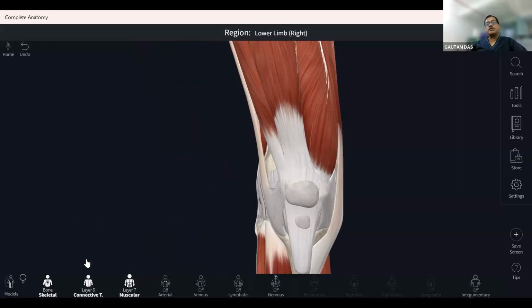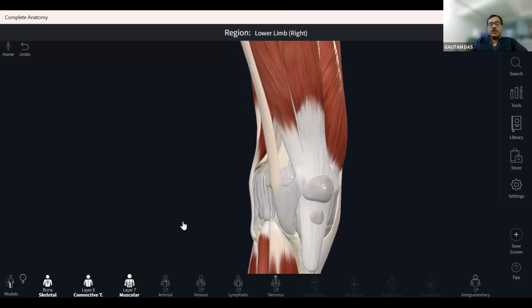So first we'll start with the anterior knee. For the anterior knee, we normally divide it into above the patella, the suprapatellar area, and below the patella, the infrapatellar area. In the suprapatellar area, what will we be seeing? We'll be seeing the quadriceps tendon. This is the quadriceps tendon. And we all know the 4 muscles. That is why the name is quadriceps.